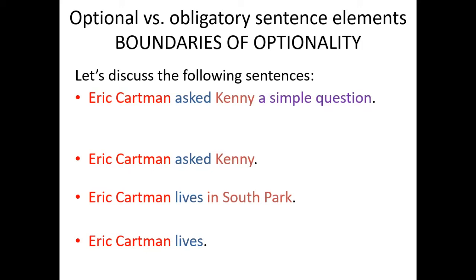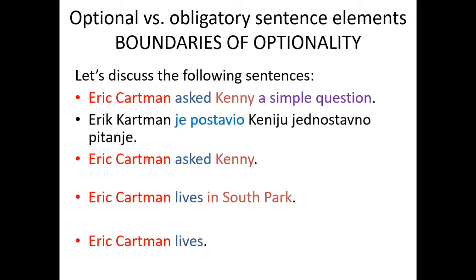Eric Cartman asks Kenny a simple question. You would analyze this as subject, verb. Kenny is indirect object. A simple question is a direct object. You can prove it. You can say a simple question was asked Kenny by Eric Cartman. Kenny was asked a simple question by Eric Cartman. And then you can translate it as Eric Cartman je postavio Keniju jednostavno pitanje, ili Eric Cartman je Keniju postavio jednostavno pitanje. I mean, stylistically it's okay.